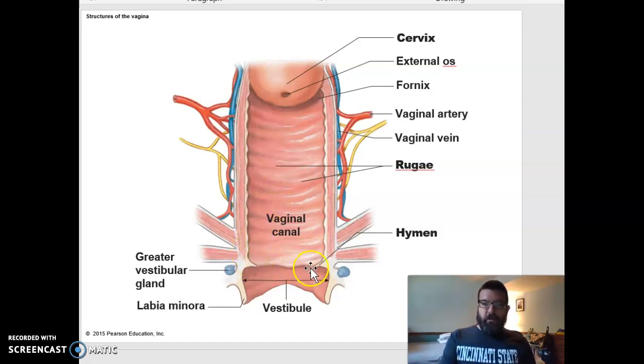And as you get to the outside here, and now we are external, this space just outside the vagina where the entrance is called the vestibule, and it's enclosed by your labia minora. And you can see next to the labia minora, there are these glands called greater vestibular glands, and these are the glands that produce the lubricating fluid that you'll find during sex.